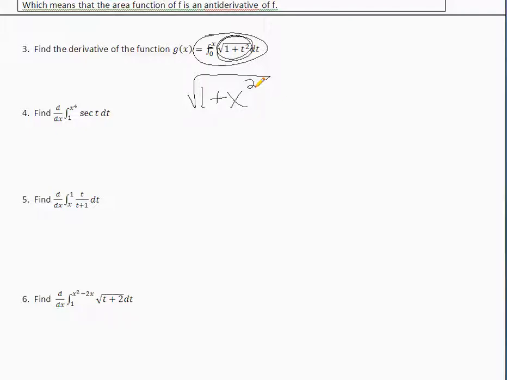Now why? If you actually took the integral of this, you would get an antiderivative. If you took the derivative of the antiderivative, it would undo each other and you would just get what you started with. Hopefully that makes sense.